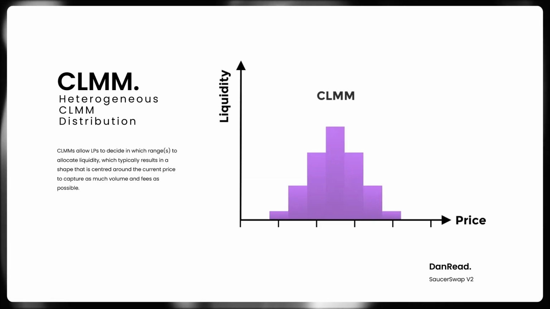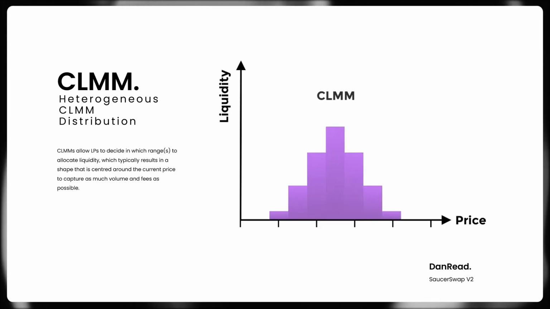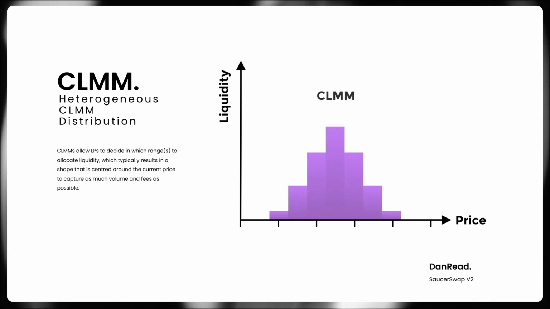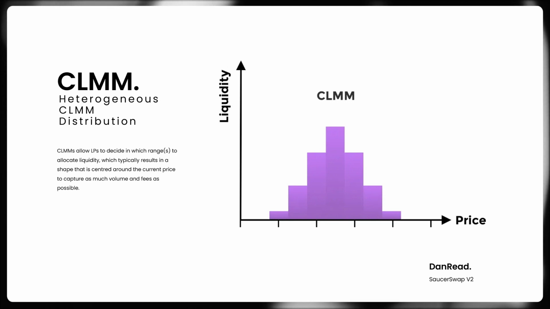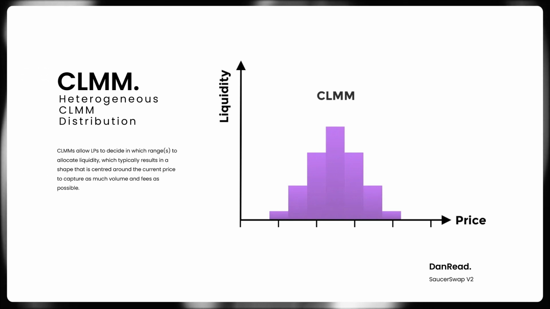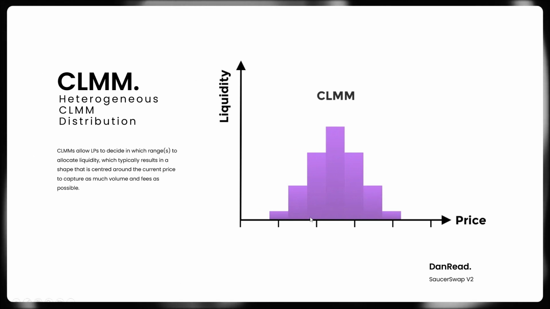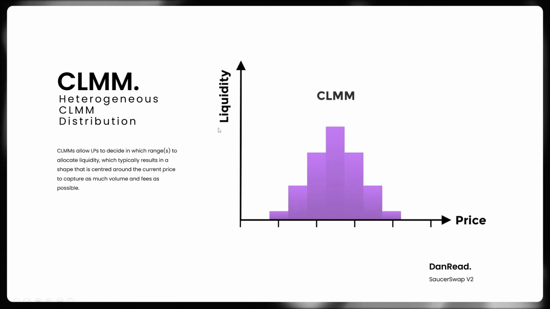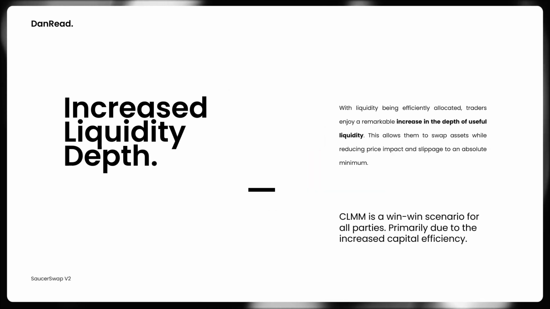Conversely, the CLMM, or concentrated liquidity, allows the liquidity providers themselves, which is us in this case, to decide in which range we want to allocate that particular amount of liquidity. It typically results in a shape that is centered around the current price, a bit like a bell curve or a histogram, to capture as much of that volume and fee as possible. We effectively end up with a histogram with different blocks of liquidity per price range for a given pair. It's heterogeneous in distribution, which is different to a homogeneous distribution.